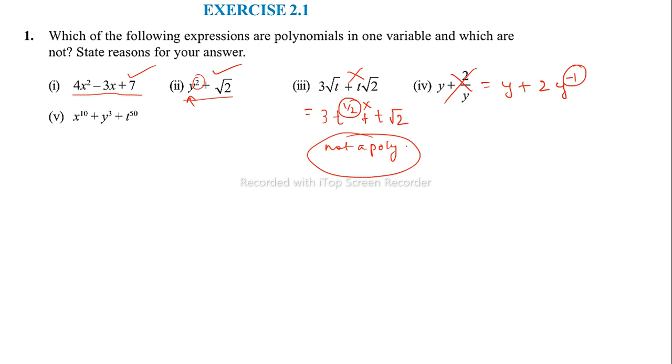The last one, x to the power of 10 plus y to the power of 3 plus t to the power of 50. Although all the powers are whole numbers, this is a polynomial in three variables. It is not a polynomial in one variable.